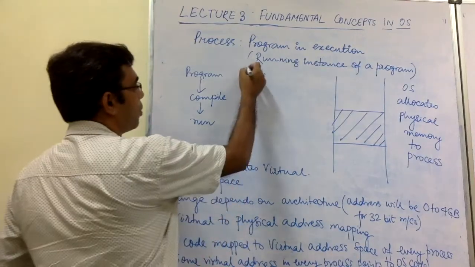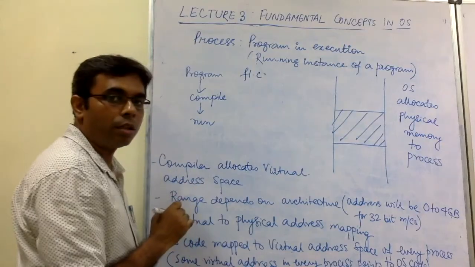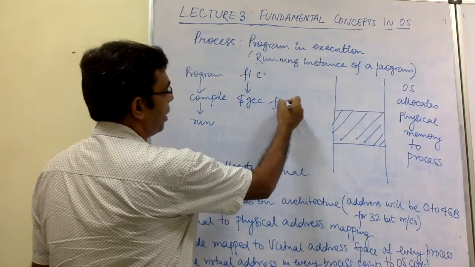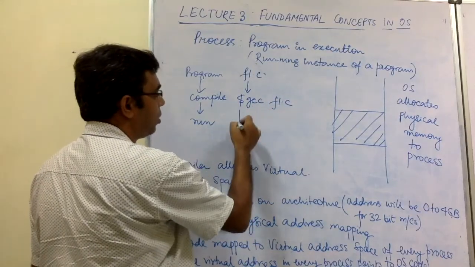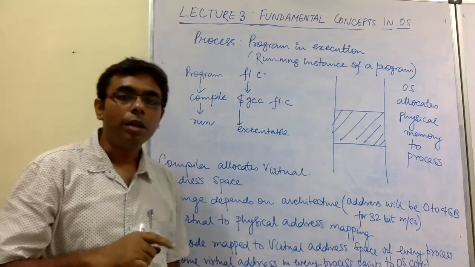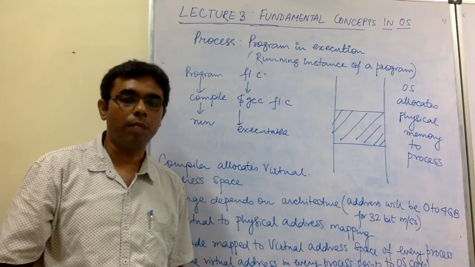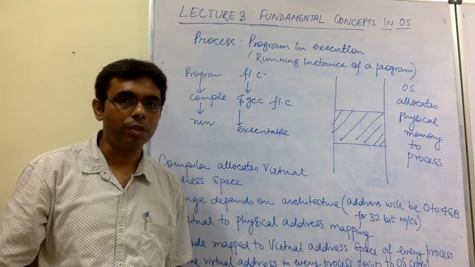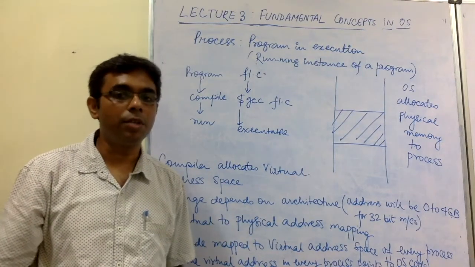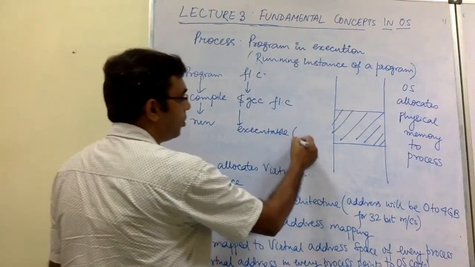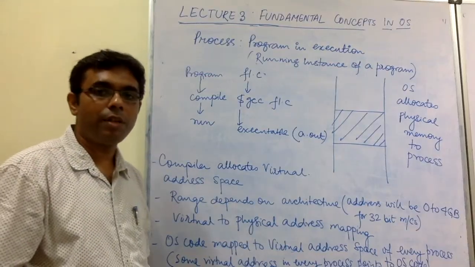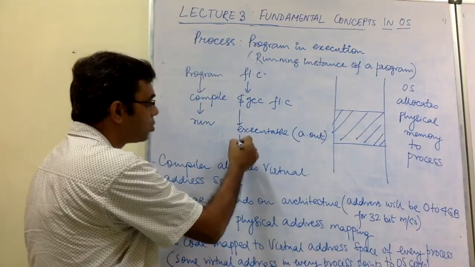So say we have a program called f1.c. This f1.c is compiled, and compilation of that results in an executable. That is, the instructions given in the program in the form of some high level language instructions are now converted into the instructions understood by the machine, and that is called the machine level instructions. So the executable is nothing but these machine level instructions, and once they are available, we want this to be executed.